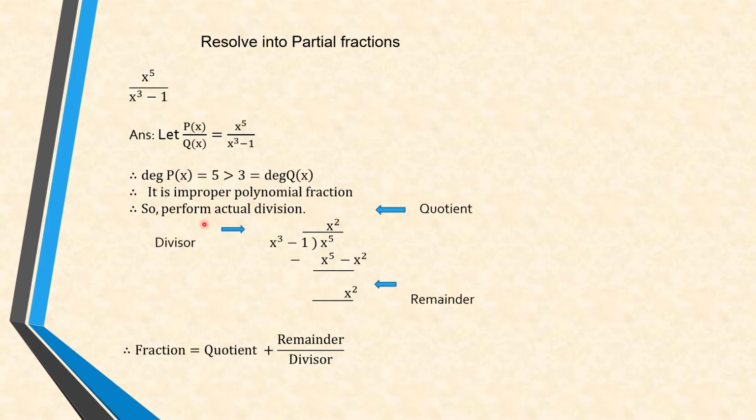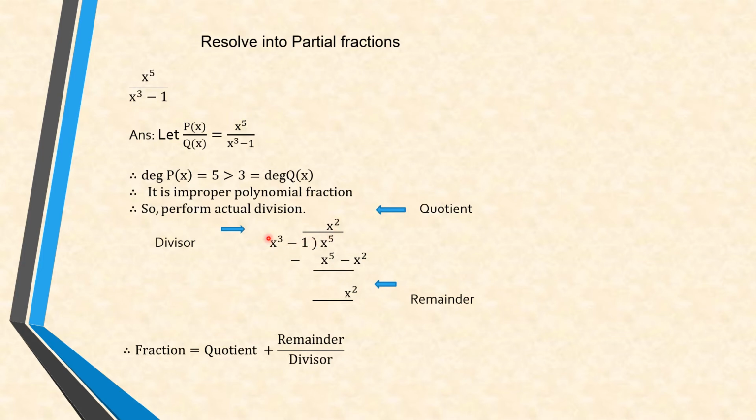Whenever we come across improper polynomial fraction, we will perform actual division. So put the dividend, that is x raised to 5, inside. This is the divisor x cube minus 1. Now we want to find quotient. Observe the power of divisor, it is x raised to 3. Observe the dividend, it is x raised to 5. So if you multiply x raised to 3 by x raised to 2, we will get x raised to 5. So we have chosen the quotient as x raised to 2. So x cube into x square is x raised to 5. So our quotient is x square.